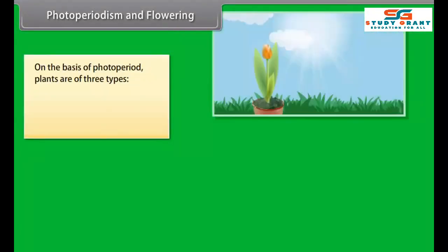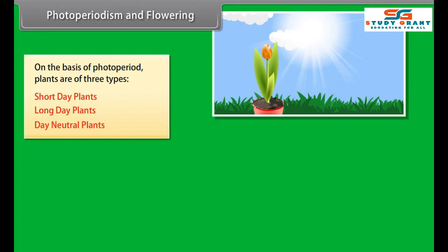It was discovered by Garner and Allard in 1920. On the basis of photoperiod, plants are of three types: short day plants, long day plants, day neutral plants.